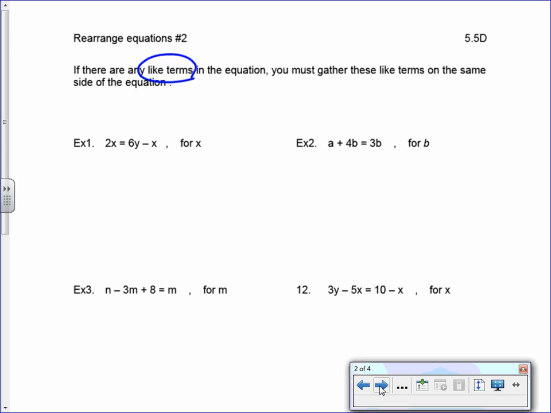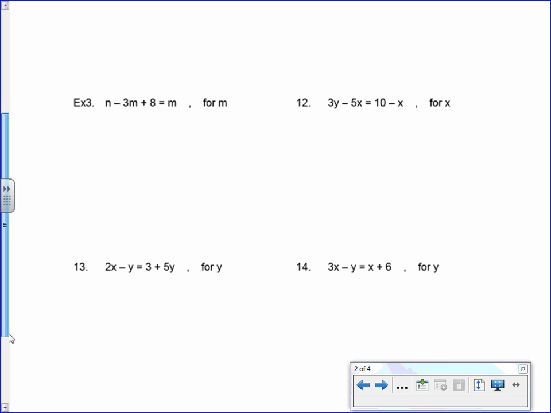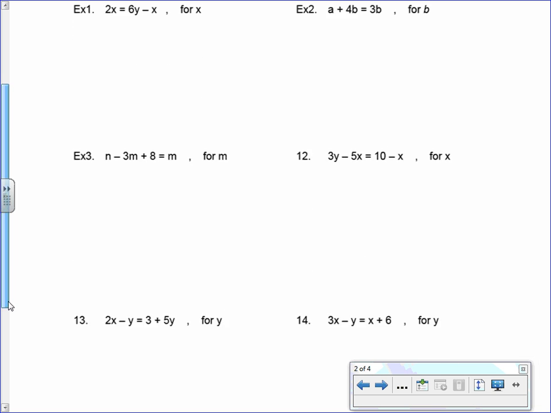All right, so what's going to happen in these problems, what you have to notice is that there's 2 terms that have the same variable in them. So look at example 1. What 2 terms have the same variable in them? Everybody look, what variable shows up more than one time in example one? X. In example two, what variable shows up more than one time? B. In example three, M. And in example 4, what variable shows up more than one time? X. I forgot to change the numbering on the rest of them; it says 12, 13, 14.